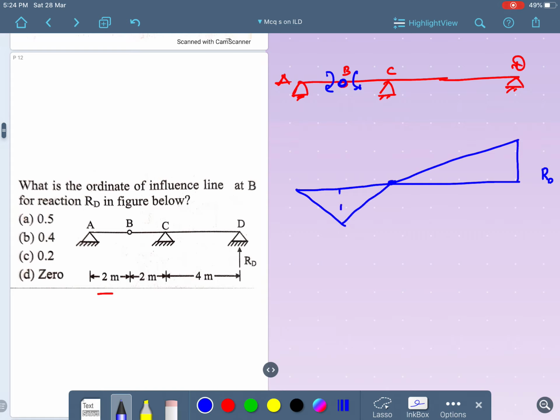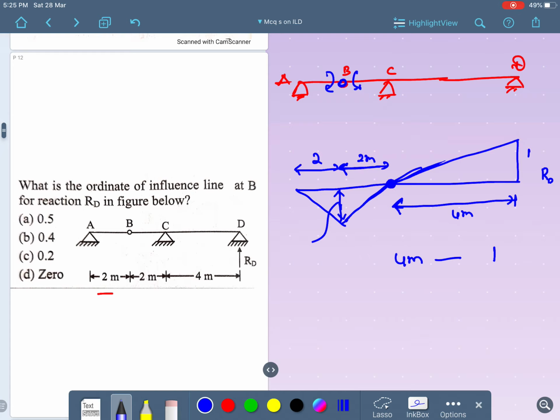Is it fine? So at this point, what is this distance? 2 meters. This distance is again 2 meters and this distance is 4 meters. I know 1 unit is present here. By making use of the similar triangle concept, I am going to take the ordinate. See, this is straight, this is straight, okay? So how to make use of the similar triangle concept for 4 meters? For 4 meters, what is the ordinate which is given here? It is 1. Okay, for this 4 meters.